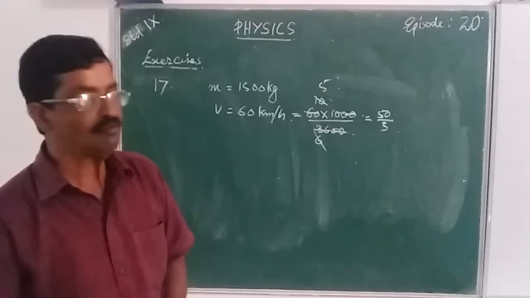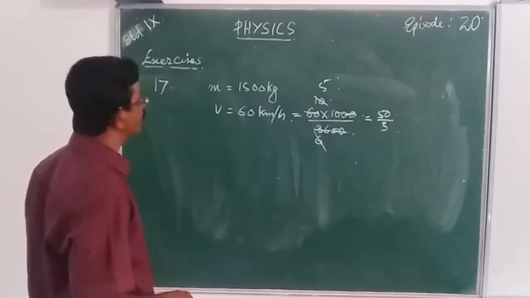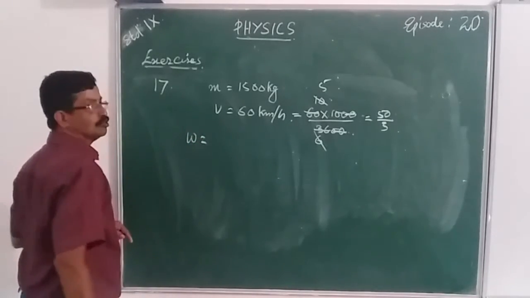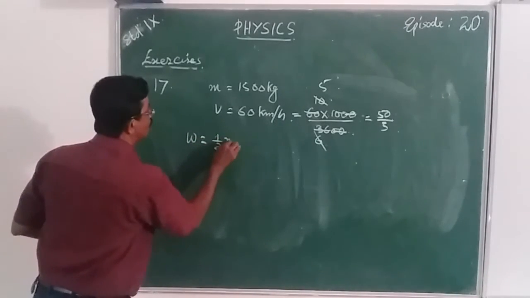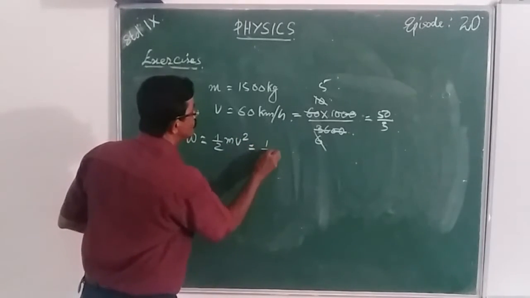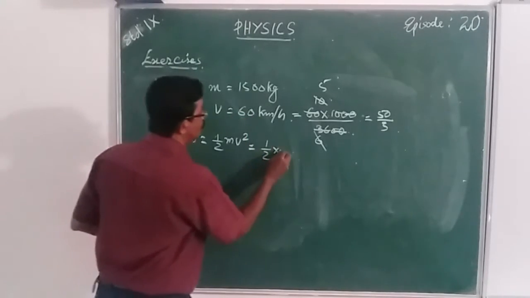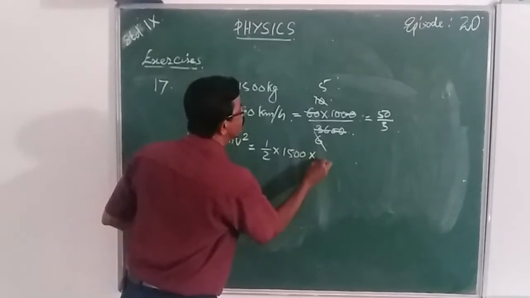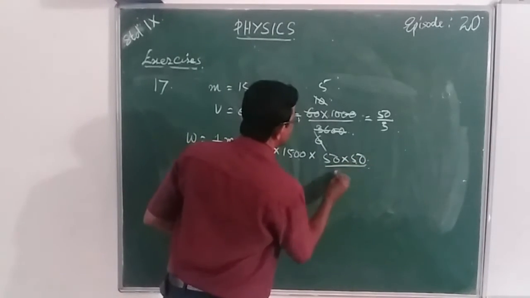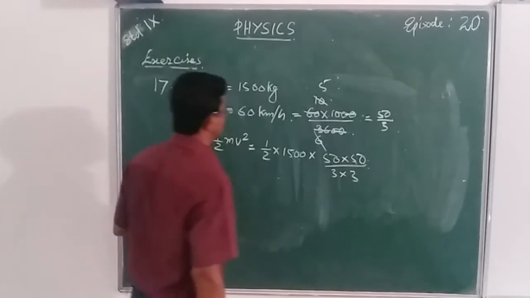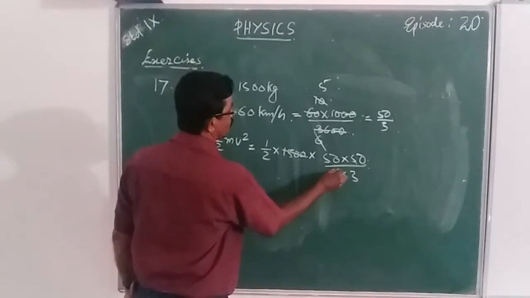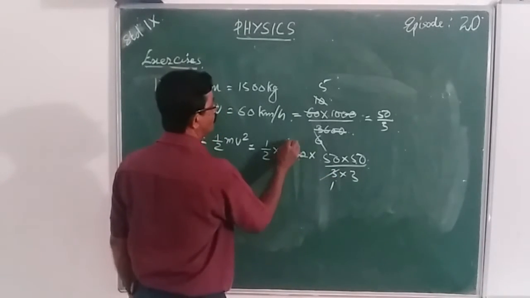So here the amount of work W is equal to kinetic energy, that is half m v square. That is equal to half into m, which is 1500, into v square, that is 50 into 50 divided by 3 into 3. Cancelling, we get 5, 50.